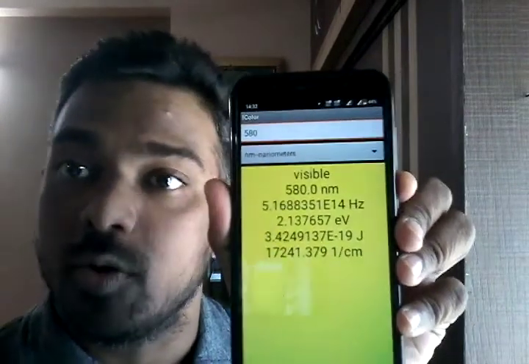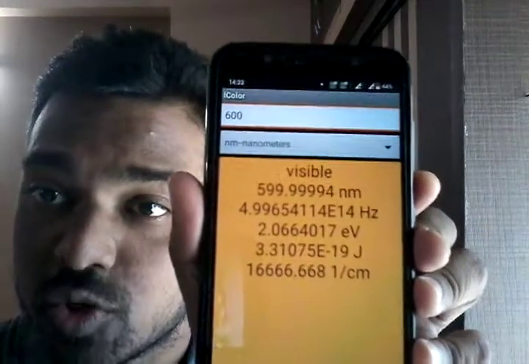Now say for example, there is a source of light emitting light within the visible region, say 580 nanometers. So I have an Android app that gives the color of a light corresponding to a wavelength. Say 580 nanometers of light appear yellow to us when the source is stationary. Now say when the source is moving away from us, then the wavelength increases, say by 20 nanometers in our case. So 580 becomes 600. So 600 nanometers of light appear orange to us.